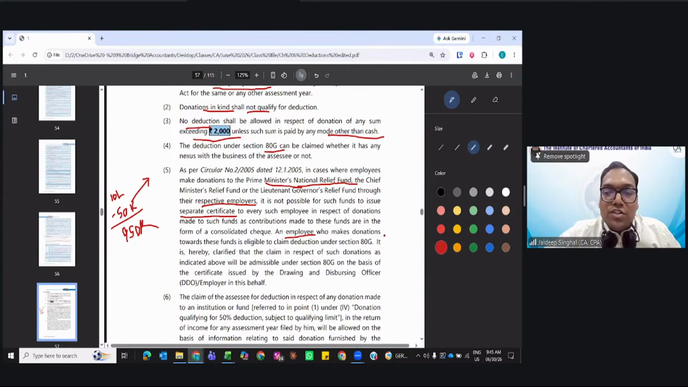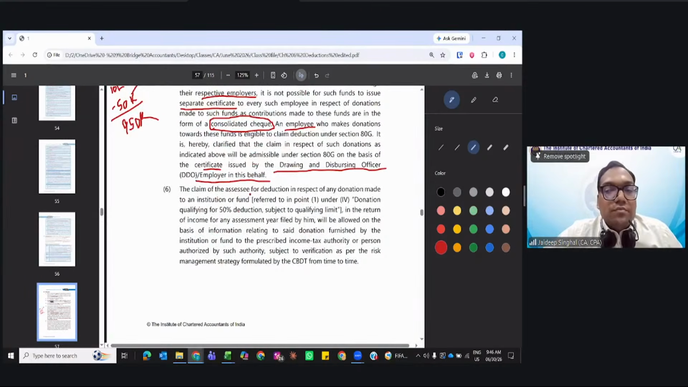An employee who makes donations under these funds is eligible to claim the deduction. It is therefore clarified that a claim in respect of such donation, as indicated above, will be admissible under section 80G on the basis of a certificate given by the drawing and disbursing officer of the employer. Whatever certificate the employer gives you is accepted. The fund will not give a separate certificate because these amounts are deposited by the employer as a consolidated check amount. If 100 employees are contributing, the employer is not going to deposit 100 checks with this fund. They will just deposit one consolidated amount. So they say we are not able to issue individual certificates, but whatever the employer certifies, we will deem it as correct.